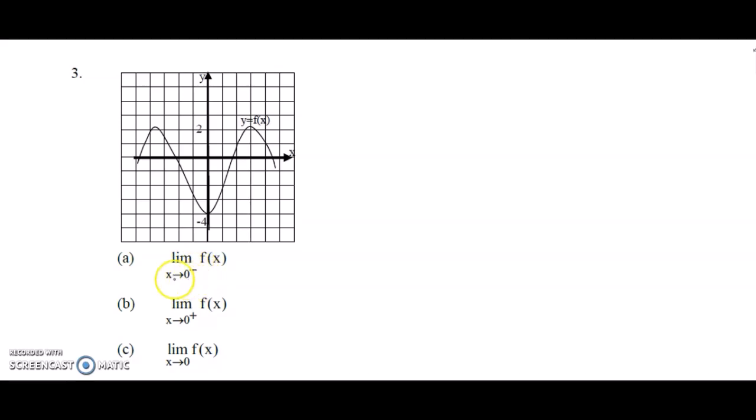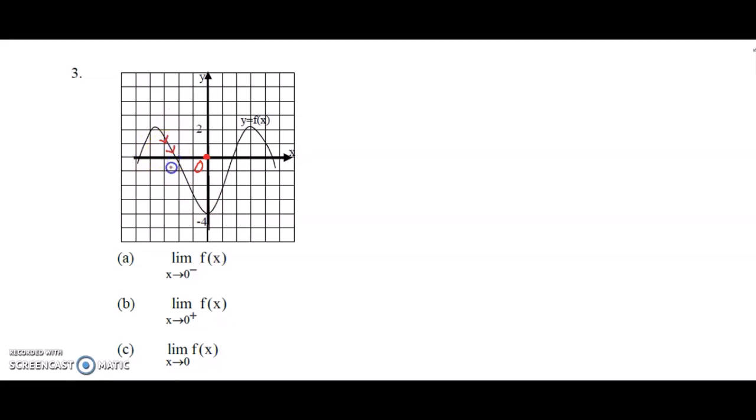0 negative means that x approaches 0 from the left hand side. Or you might think that 0 negative is a value which is a little bit less than 0. So when x approaches 0 negative, we focus on the 0. This is the value of 0. Now we are going to find the limit when x approaches 0 from the left hand side. So we trace the graph, only focusing on the graph on the left hand side of the 0.